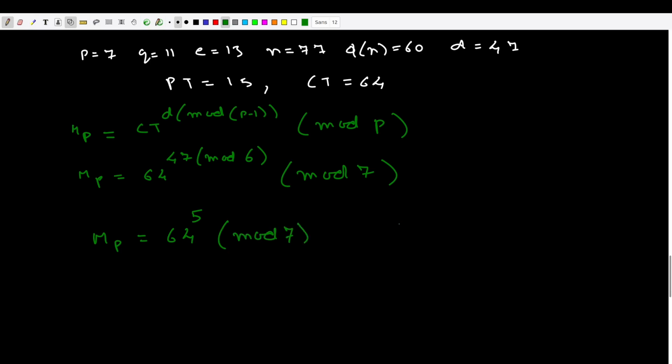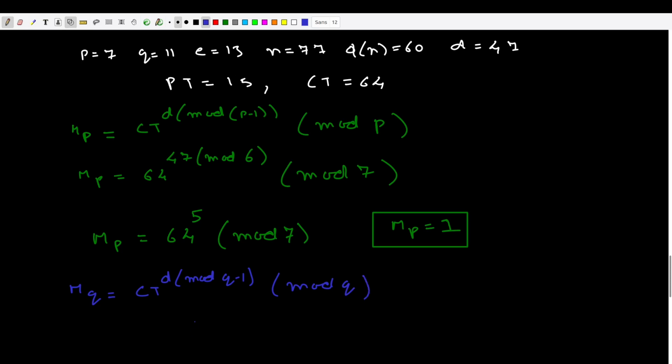So now clearly MP is 1 modulo 7, right? If you divide 64 by 7, then 1 will be the remainder, and 1 to the power 5 is 1. So essentially MP is 1. Okay, and now let us look at MQ. We know that MQ will be equal to ciphertext to the power d mod Q minus 1, mod Q.